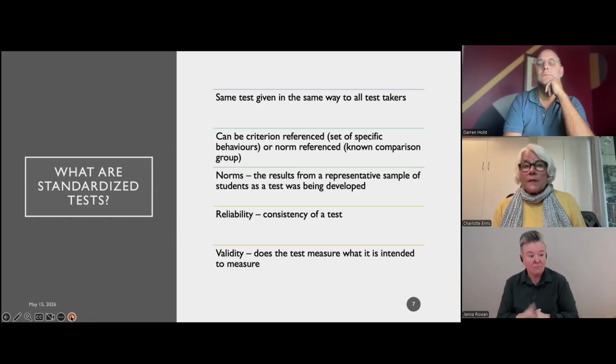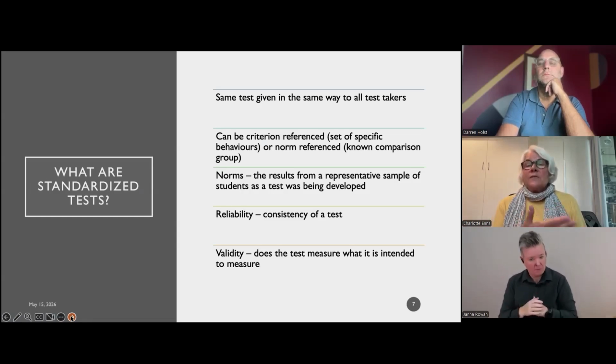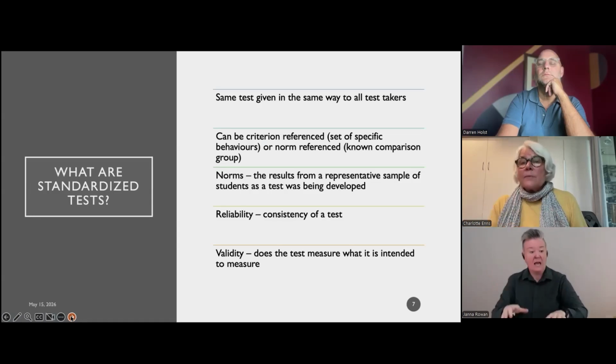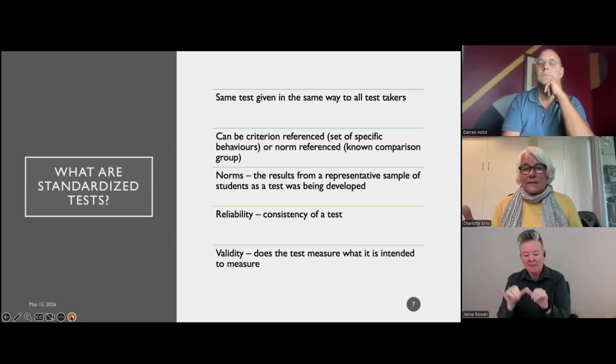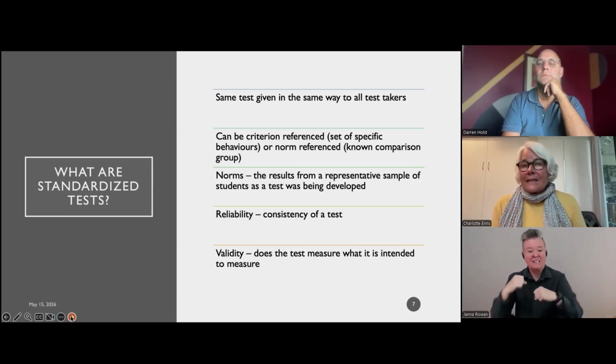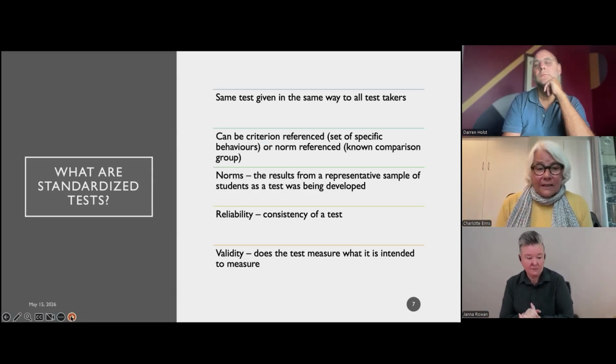Another important point about standardized tests is that they have been proven to be reliable, which means that if you give the test several times, you'll get the same result. There's consistency there in terms of it measuring the same things. And validity means that the test measures what it says it measures. So we've also done the statistics and the analysis to show that this test does in fact measure a child's understanding of ASL. So it's valid in that way.